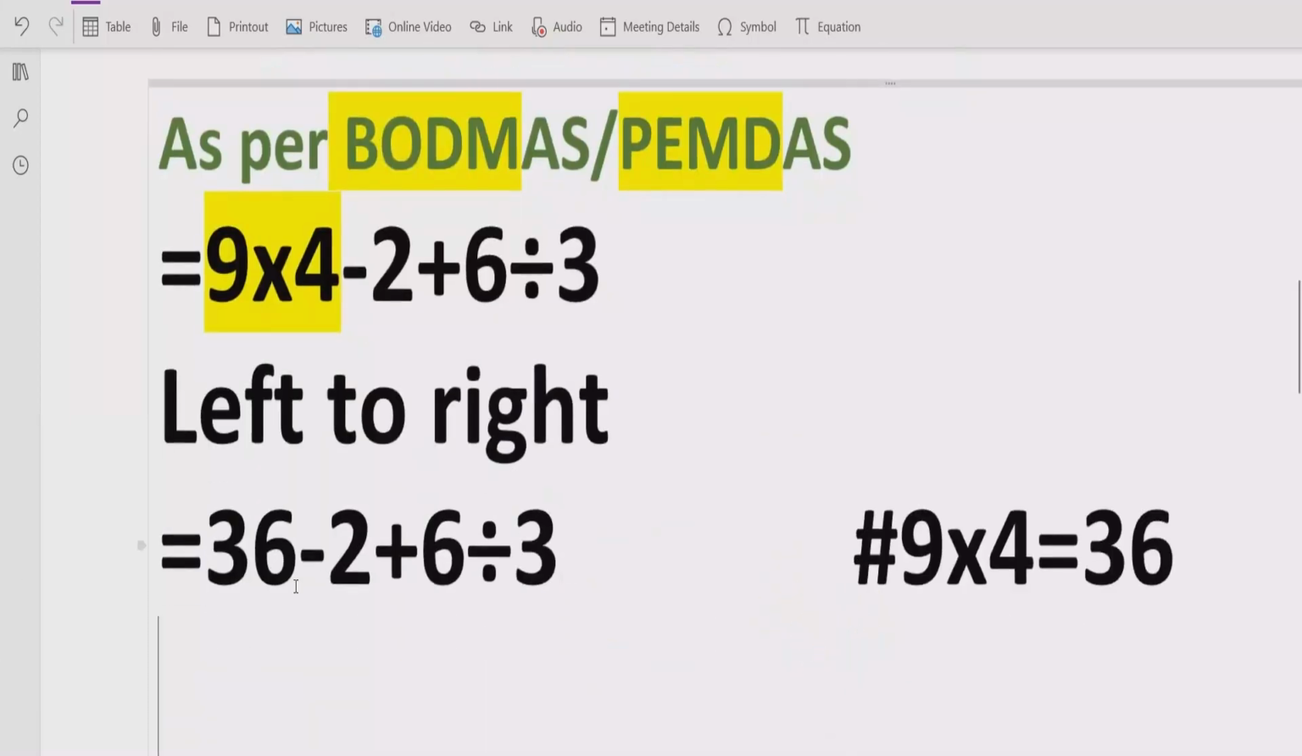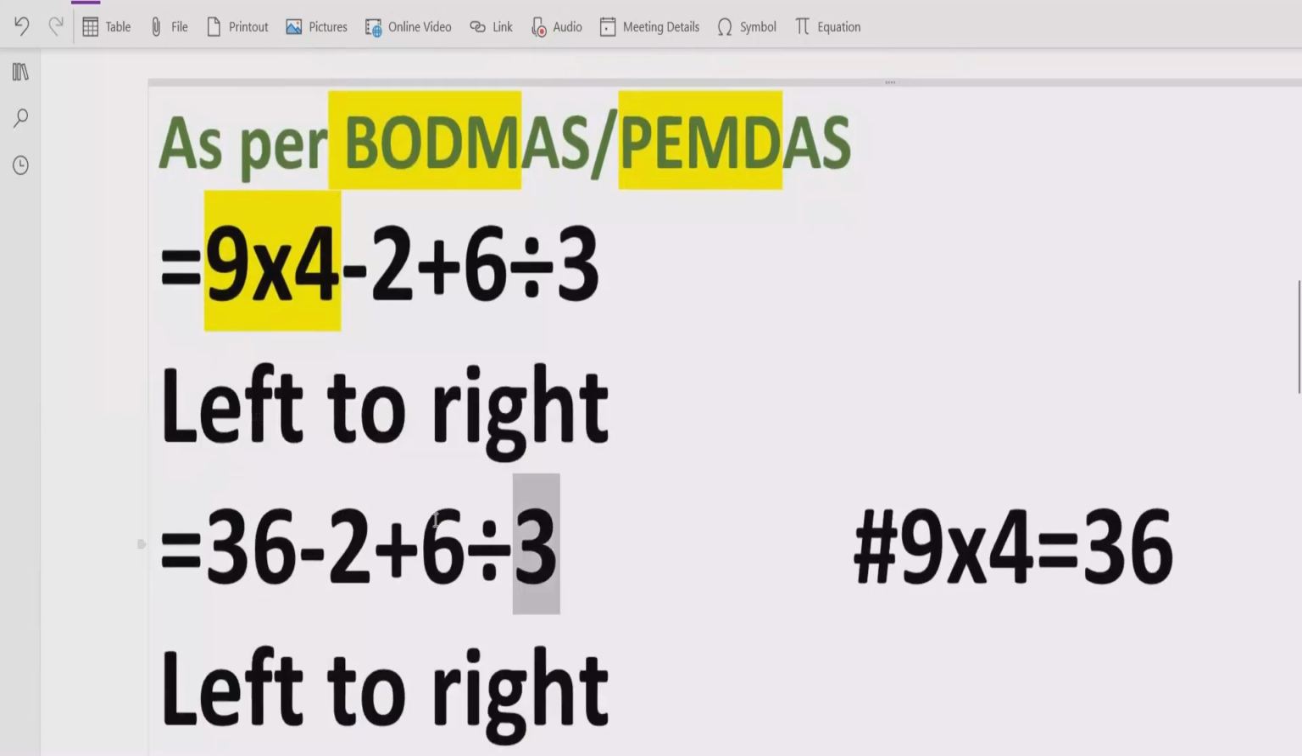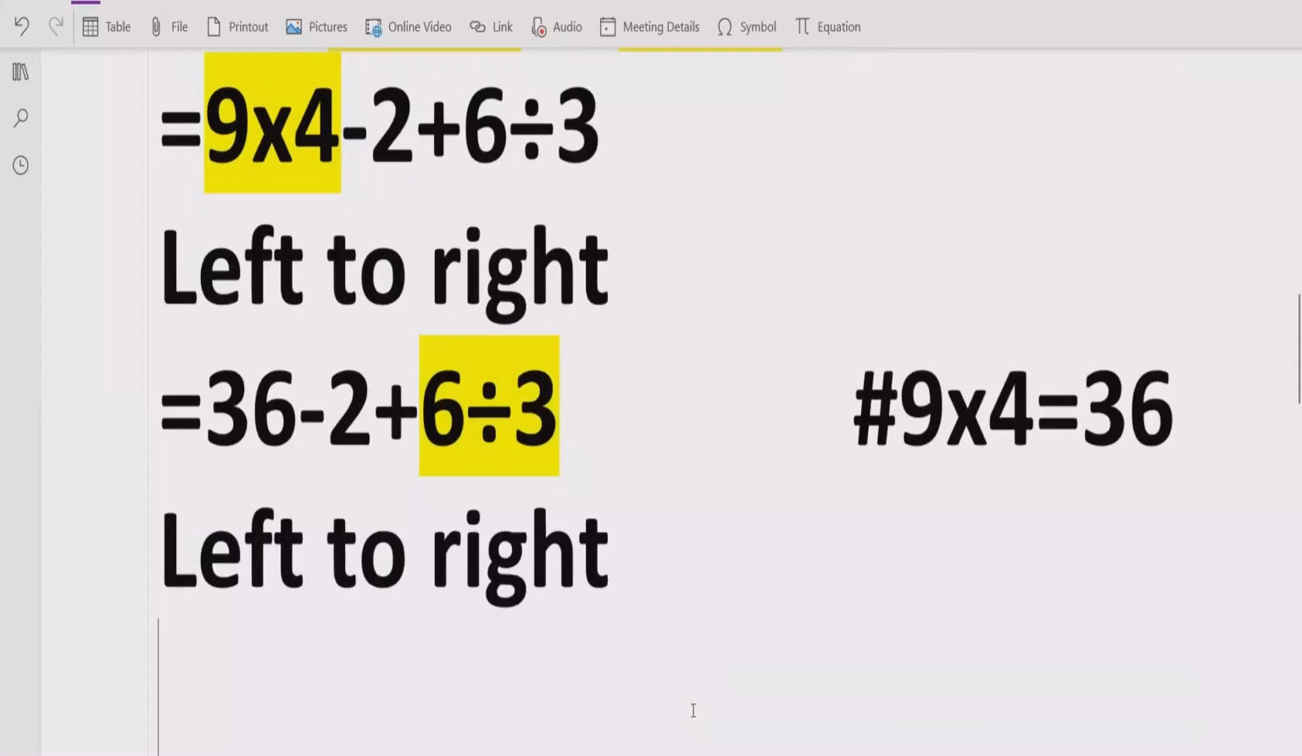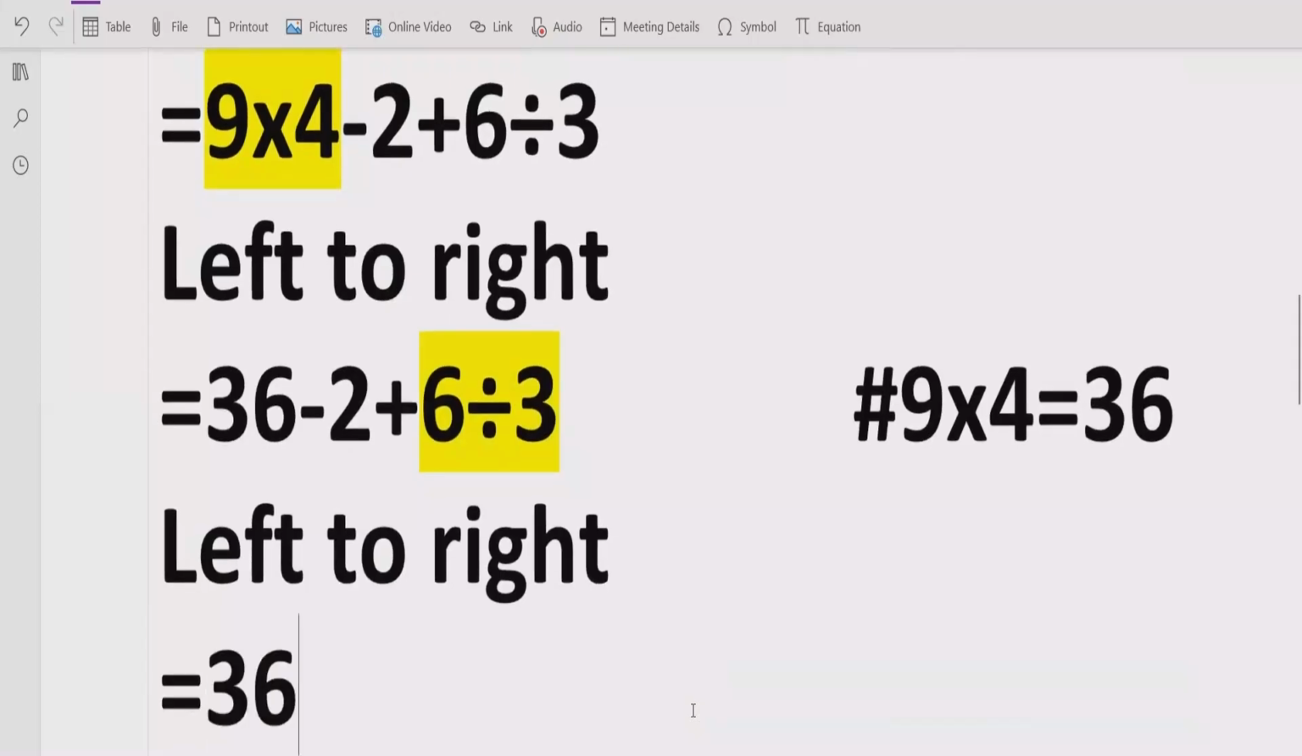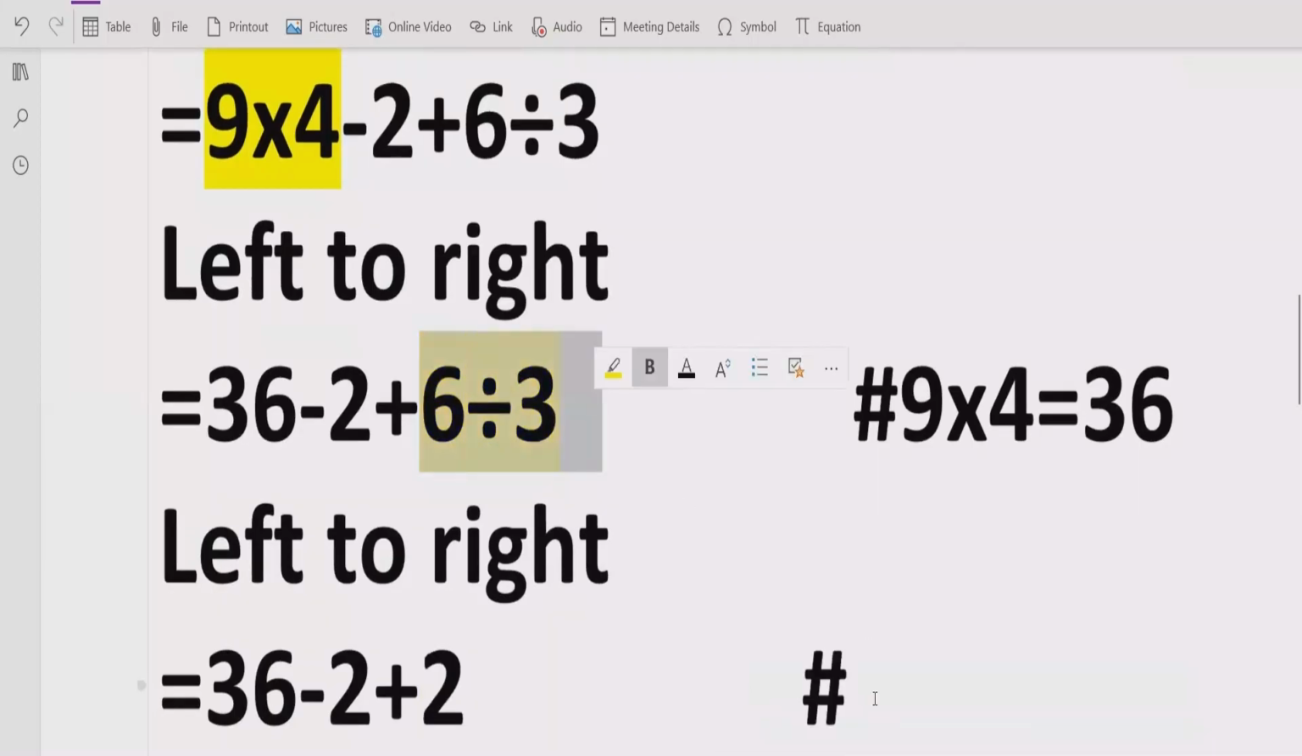Now move forward. Again, we have to go left to right and find out division or multiplication. So now we have the division. So we will solve this one. 36 minus 2 and plus 6 divided by 3 equals 2. And here we will give the reference: 6 divided by 3 equals 2.